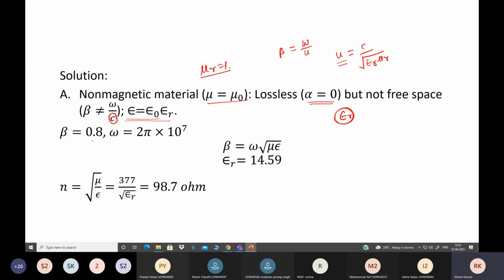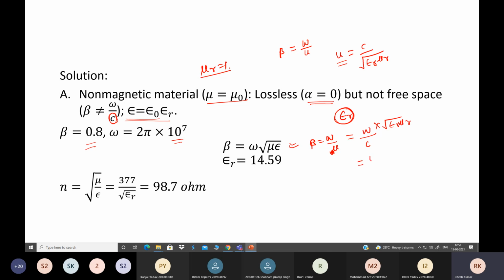Now beta is equal to what? 0.8. Omega is equal to what? 2 pi into 10 to the power 7. Applying this, you can get this expression. Beta is equal to what? Omega divided by u, the phase velocity, which can be written as omega divided by c divided by square root of epsilon r into mu r.